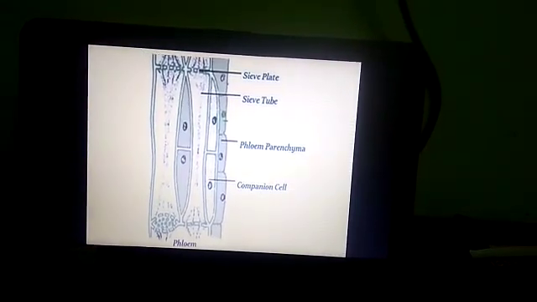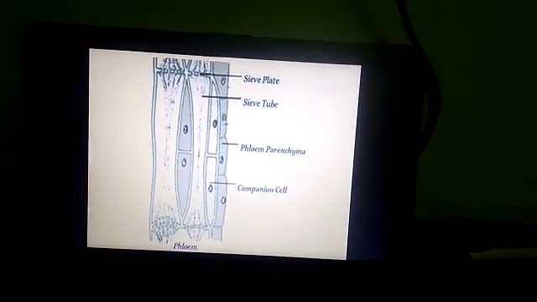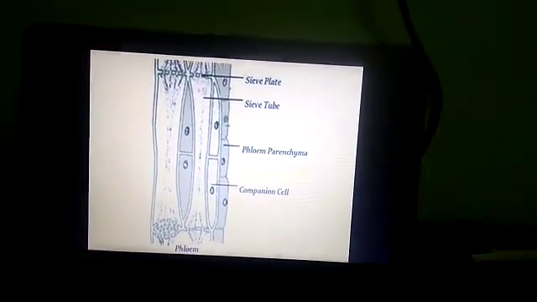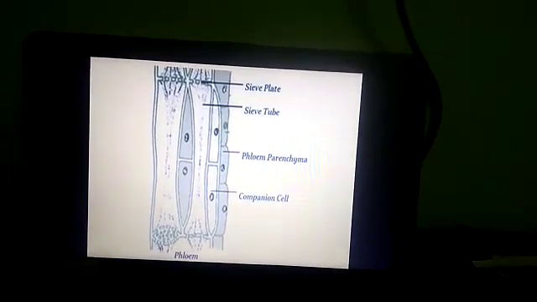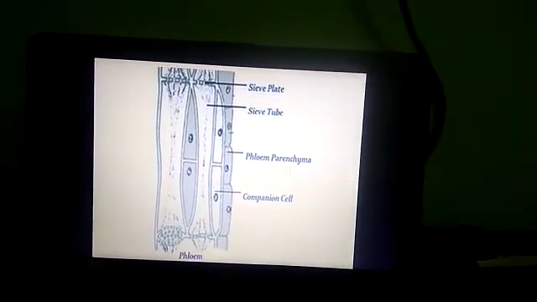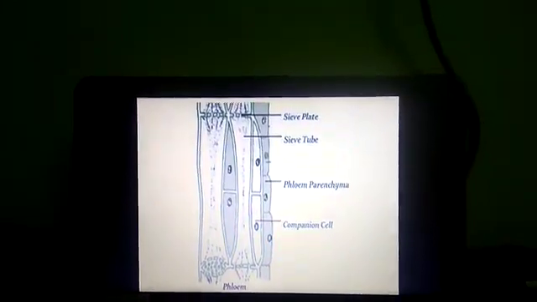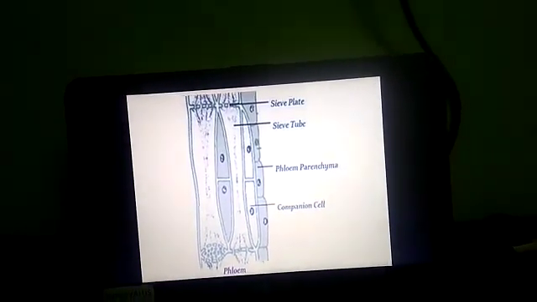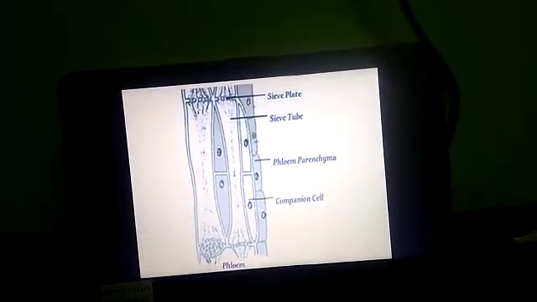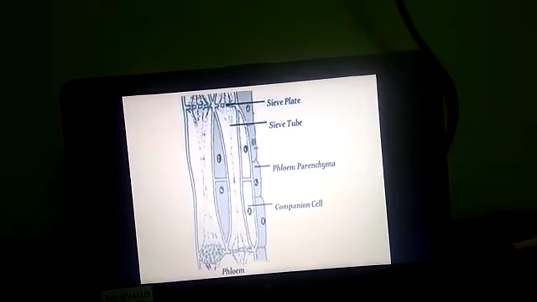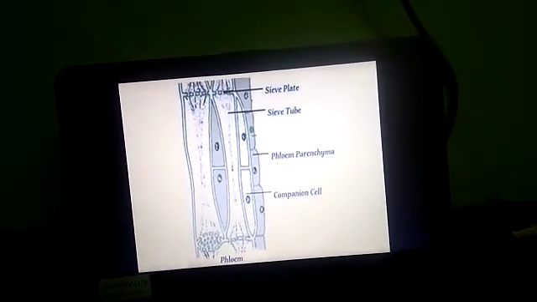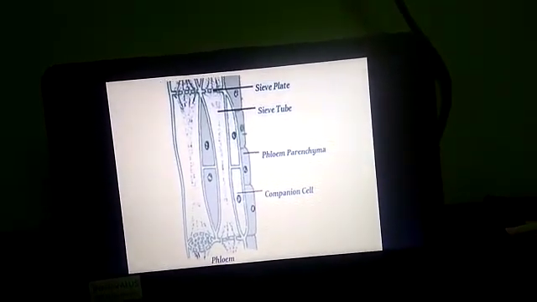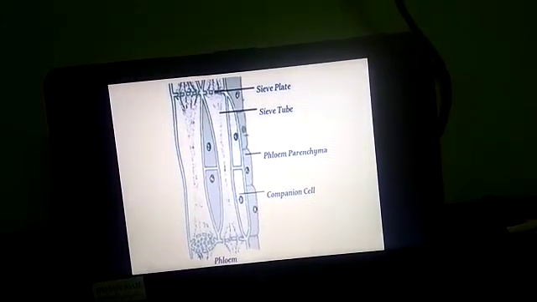Of phloem and xylem. So till now we have studied about the xylem vessels. Today we are going to learn about the phloem vessels, tubes present in the cell, that is in the transportation of plants.